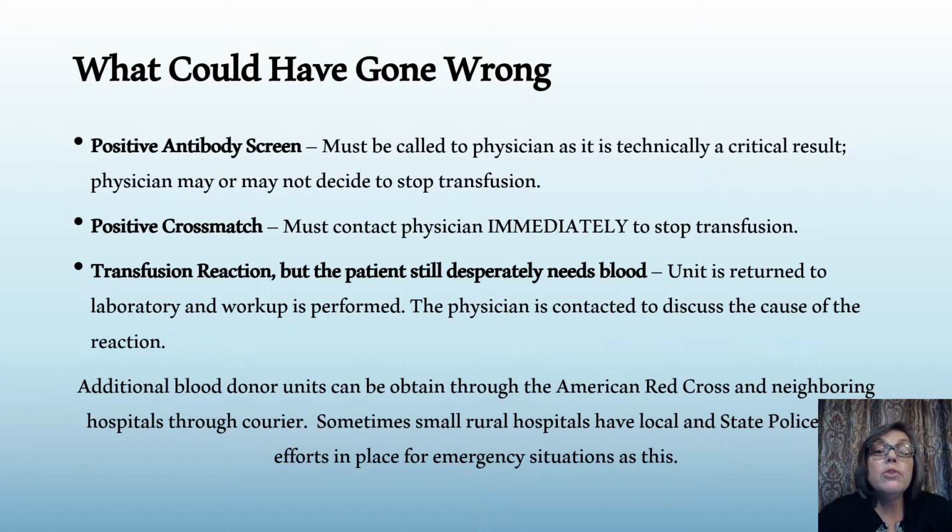There could have been a transfusion reaction, with the patient still needing blood desperately. If this was the case, the unit is returned to the laboratory, a transfusion reaction workup is performed, and then the physician is contacted to discuss the cause of the reaction. Additional blood units can be obtained through the American Red Cross and neighboring hospitals. Sometimes the hospital will have arrangements in place where local and state police make efforts for emergency situations like this, to relay the blood units.